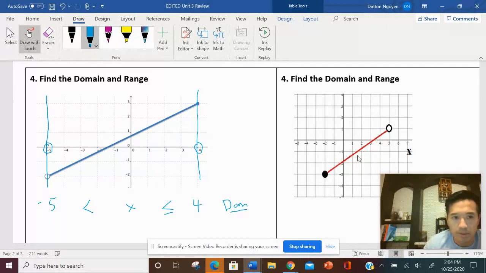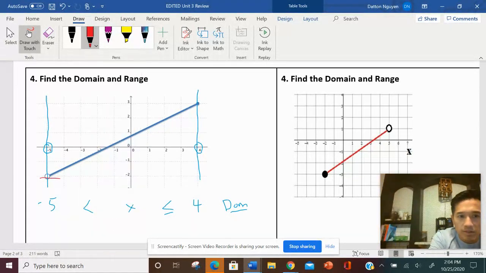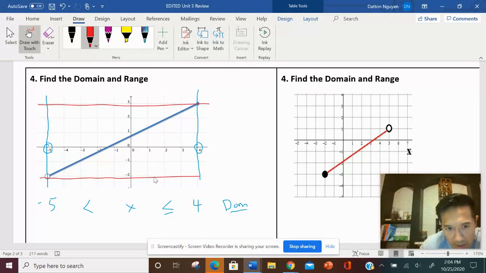I call it DOM for short, okay? Then the next part I'm looking at is, what is my range? Well, my range has to be from the lowest point of the graph to the highest point of the graph. So do you notice that the lowest point is crossing here at -2? But at the highest point, it's up to 3. So in red, -2 is less than y, excuse me for my language, but is less than or equal to 3. So that's my range. I'm going to call it RAN for range.